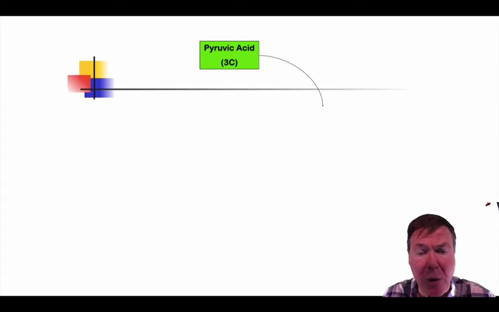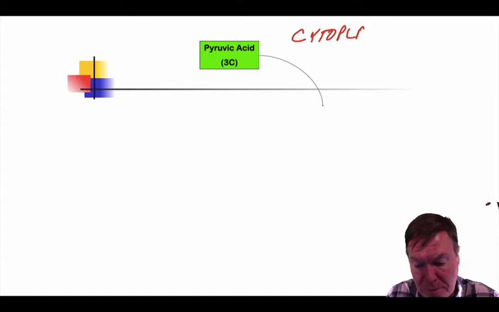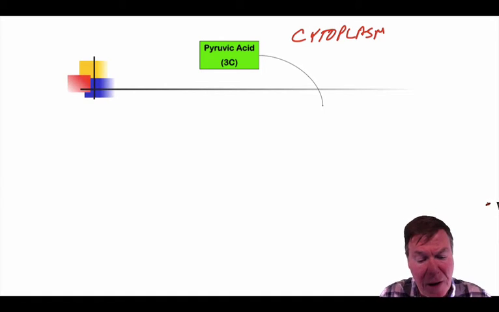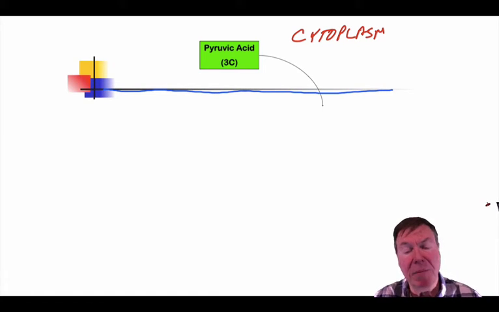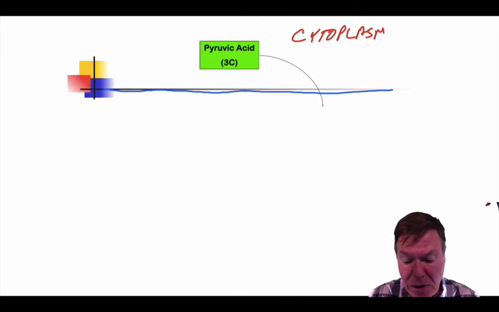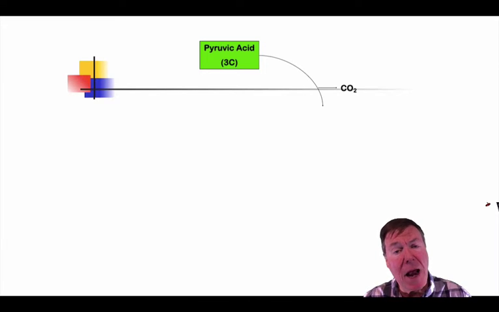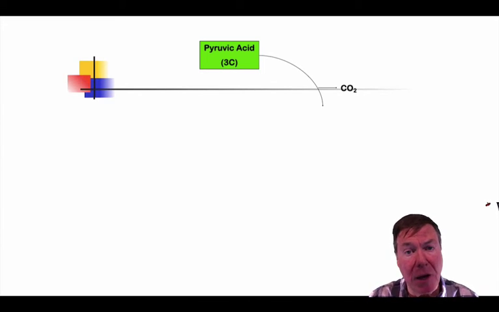So we have here pyruvic acid outside in the cytoplasm. All right, and let's pretend right now that this line is the cytoplasm, and below that is the mitochondria. So this is the mitochondria. So it starts with pyruvic acid. It goes inside the mitochondria, into the inner membrane of that mitochondria. When that happens, we break off a carbon dioxide. Where does the carbon dioxide go?